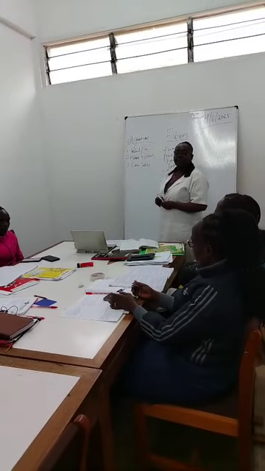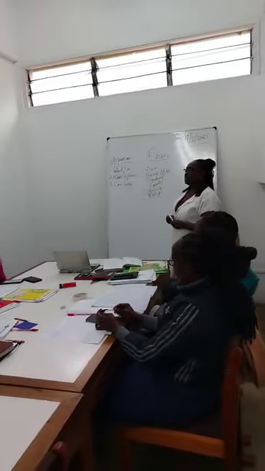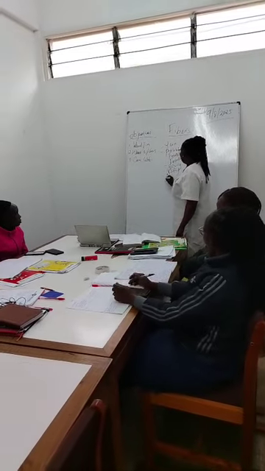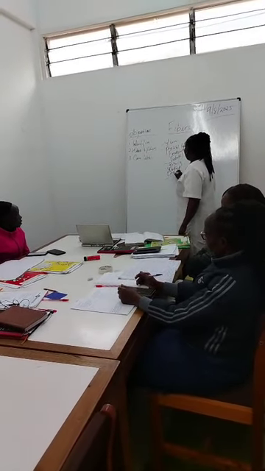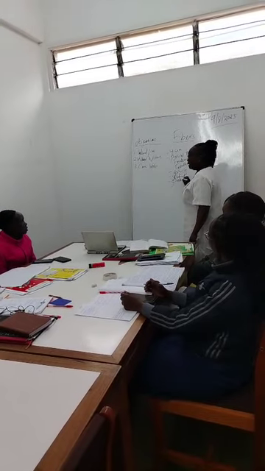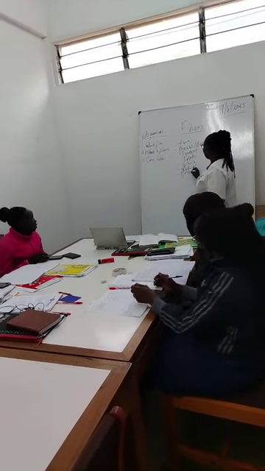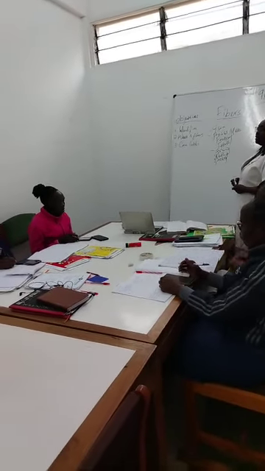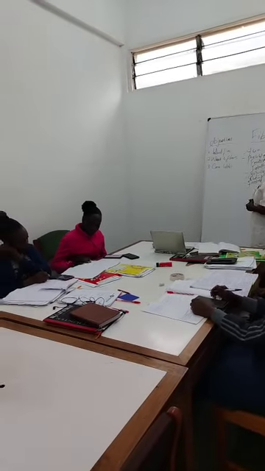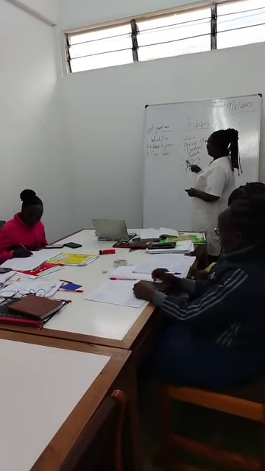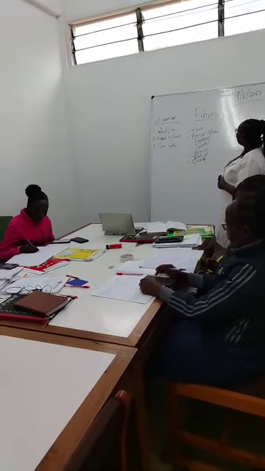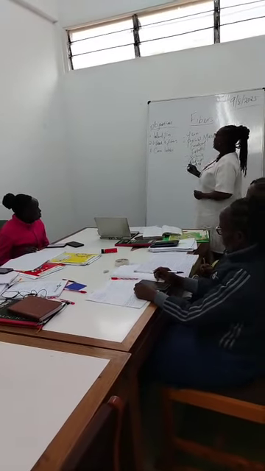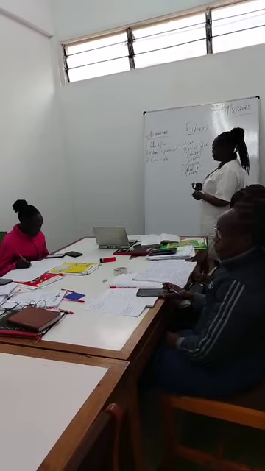Umesahau? Another one? This is called, umeona hii kwenye kitabu? In your notes? It's called Chain. Correct. Chain. So this is where this process is being done, and so on and so forth. So does anybody have a question on that? Anybody? So we've talked about the fibers and the process of the fiber.